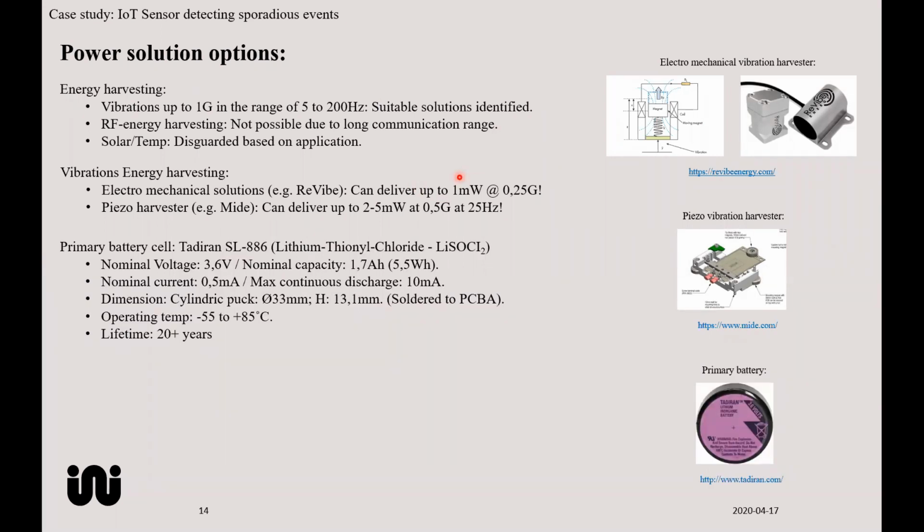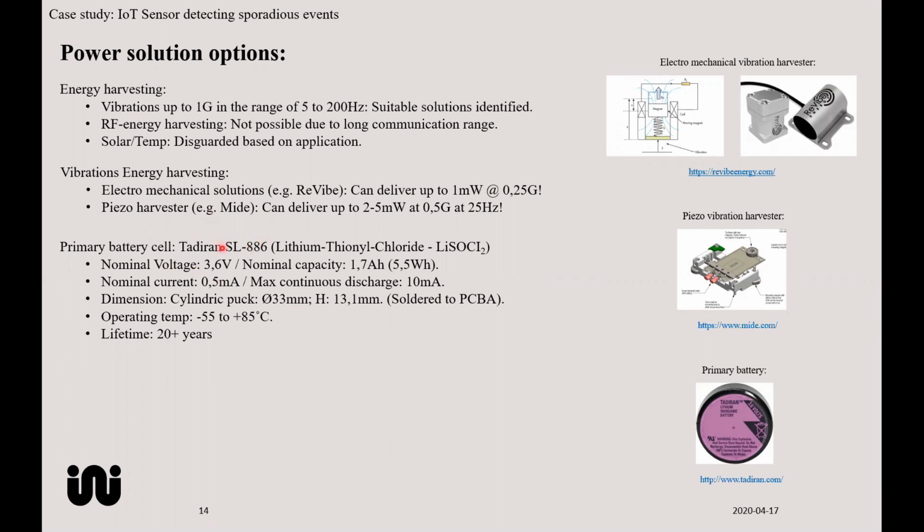We also, of course, looked into the primary battery cell. There is a very interesting chemistry called lithium thionyl chloride. One of the advantages with this technology is that it works in a very wide temperature range, so minus 55 to plus 85 degrees Celsius. Now I'm talking about one battery vendor. There are numerous vendors that offer these battery chemistries, but Tadiran is one company that we have been working with.